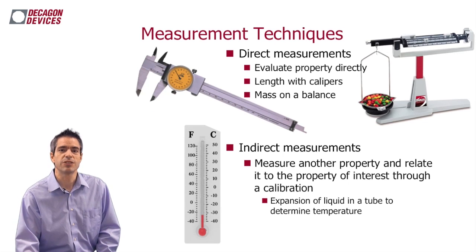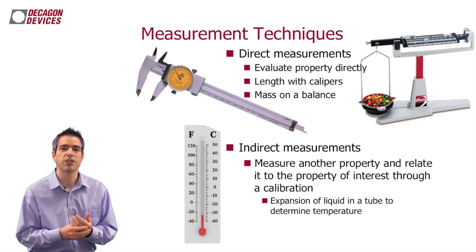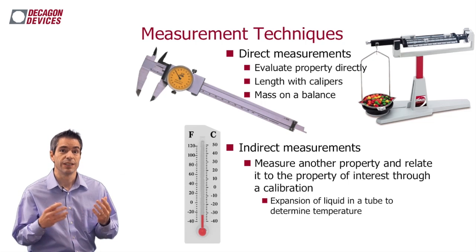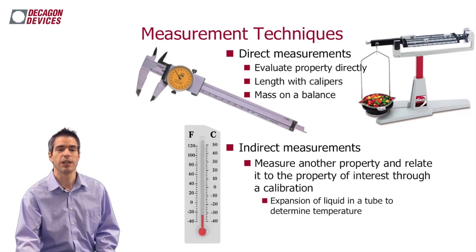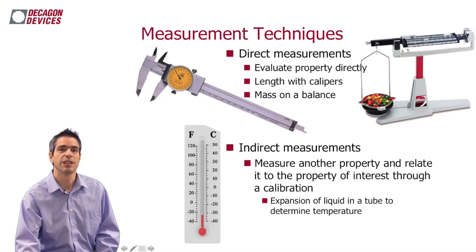So first, let's discuss the difference between direct and indirect measurements. Direct measurements are those where we can sense a property directly. Now, these might be somewhat similar to this scale here up in the corner.